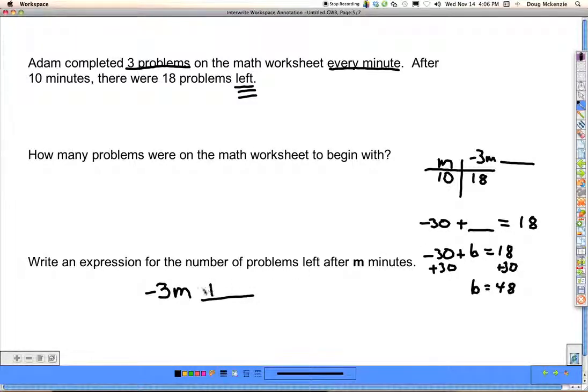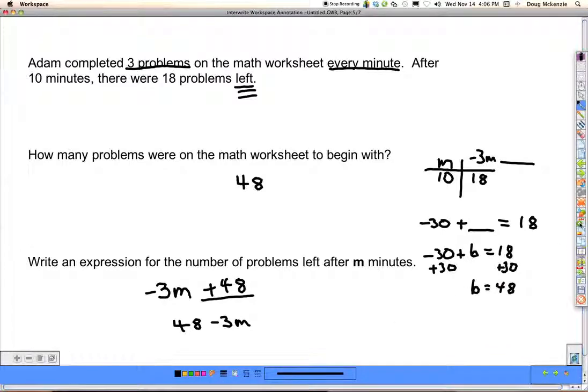So negative 3m plus 48. How many problems were on the math sheet to begin with? This must be the original, and then I'm subtracting this part away. So I've got 48 problems that are on the math worksheet to begin with. Another way that you could write this, that we've sometimes written it in class, is 48 minus 3m. So the negative on the other side there.